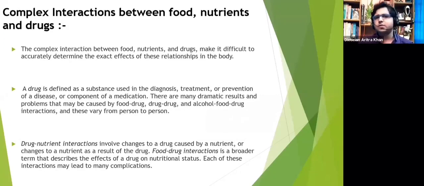The complex interaction between food and nutrients, and the drug, defined as a substance used in the diagnosis, treatment, or prevention of a disease, or as a component of a medication. There are many dramatic results and problems that may be caused by food-drug, drug-drug, and alcohol-food-drug interactions, as these vary from person to person. So it is so important that we know the drug-nutrient and food-drug interaction solely for the onset of a treatment.